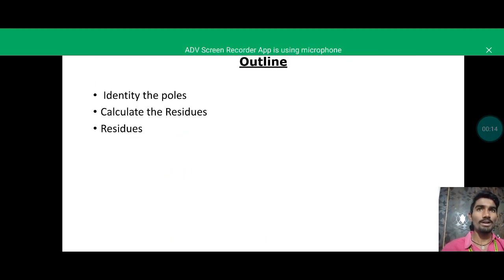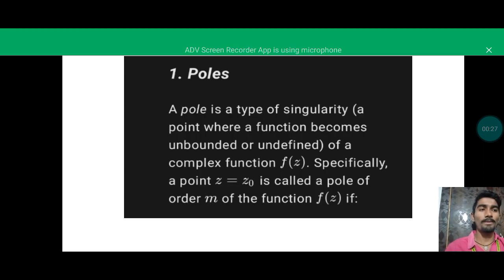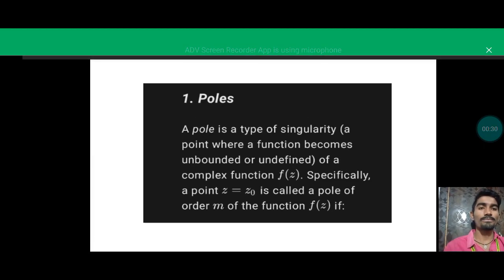Today I will present the topic about poles and residues, and how to calculate residues and identify the poles. First of all, we will discuss the pole, because we will find out the pole and we will know about the pole and what is residue. The first slide is: what is meant by a pole?